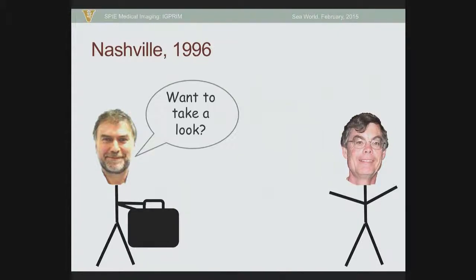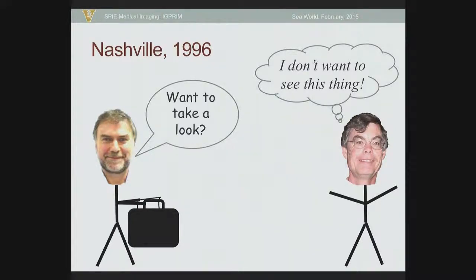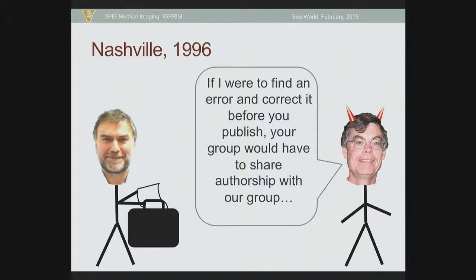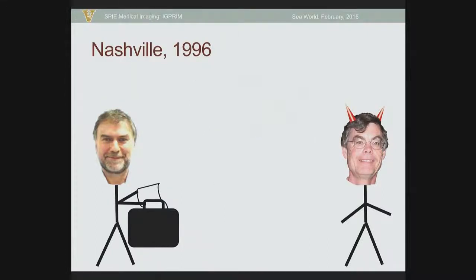And then he reaches in the briefcase and a manuscript starts coming out. And I'm thinking, man, I don't want to see this thing. If I learned something, my group was going to have to share authorship on this. We've worked so hard on this, it's just going to break our hearts. So I say, you know, Dave, if we were to find an error and correct it before you publish, your group would have to share authorship with our group. You realize that, right? And there's a pause, and that paper disappeared back into that briefcase.